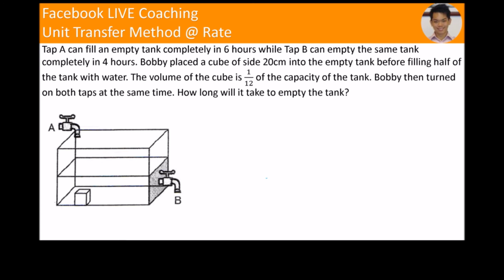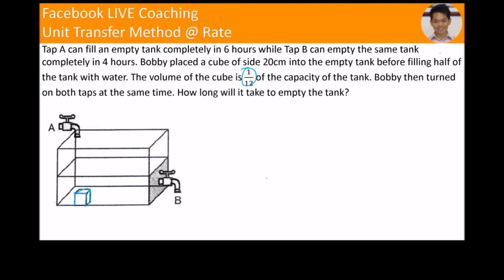Tap A can fill up the tank completely in 6 hours, while tap B can empty the same tank completely in 4 hours. Bobby placed a cube of side 20 cm, so this is the cube, before filling half of the tank with water. The volume of the cube is 1/12 of the capacity of the tank. So Bobby turned on both taps at the same time. How long will it take to empty the tank?